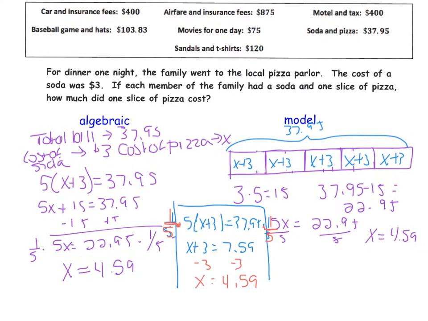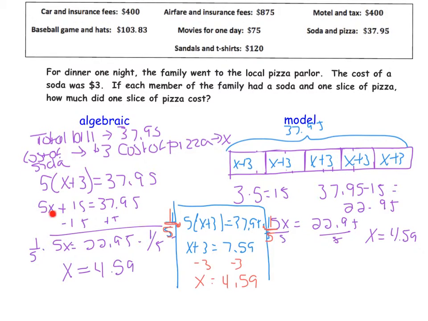So we could even name them, who had what, and then we can see that each person paid $3 for the soda, so 5 times 3 is 15. So of this $37.95, 15 of it was for soda. So the way we dealt with this over here is we did the distributive property to break through those parentheses.